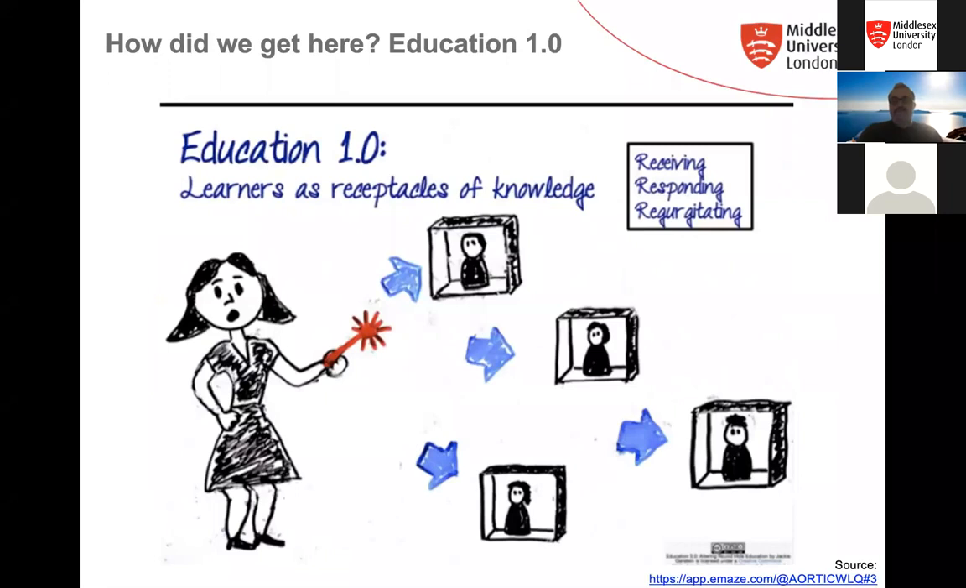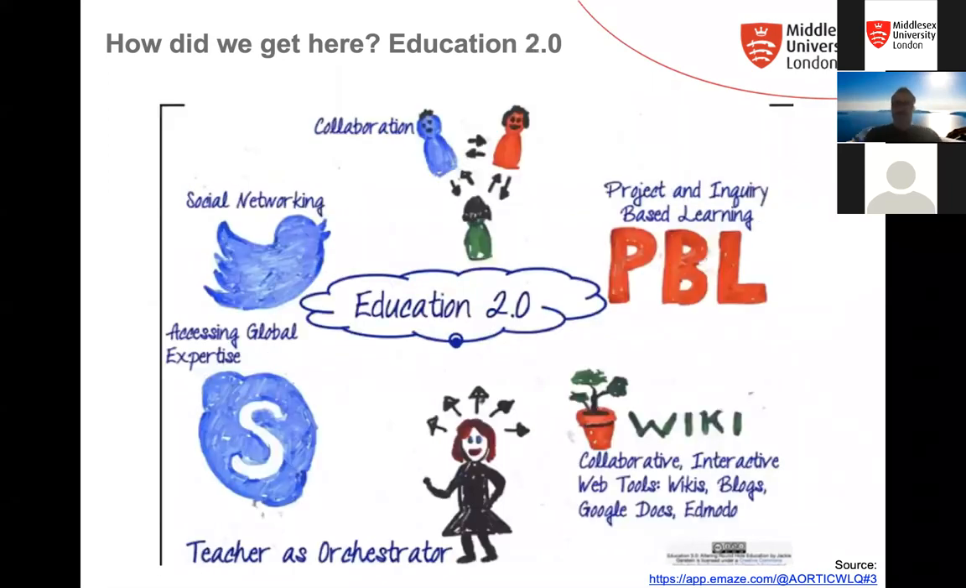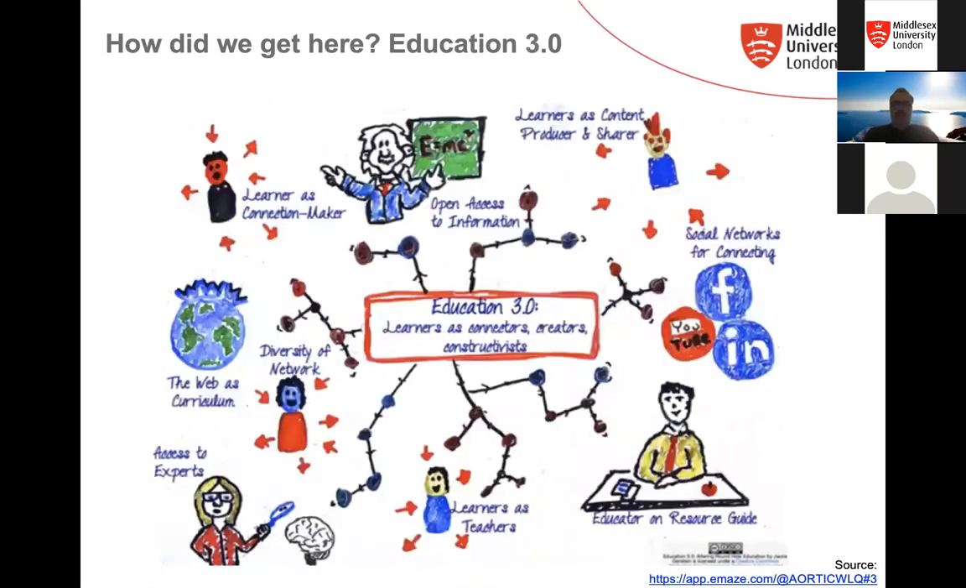Education 1.0 was back in the days when people were doing what I'm doing right now. So basically, I'm just telling you stuff and you just listen. Education 2.0 was based on Web 2.0, and it was all about creating wikis, blogs, social media, and so on. In Education 3.0, everything was dispersed, so you were getting information from various sources and constructing, let's say, a portfolio.